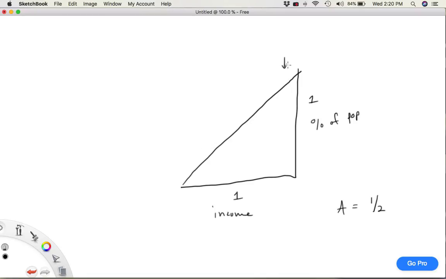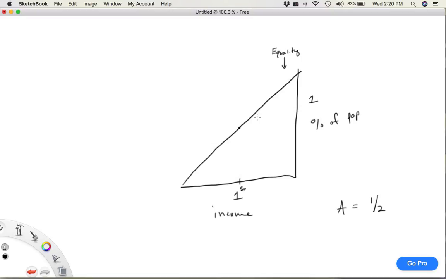This diagonal line represents the line of equality, because everywhere along the curve at 50% of the total income, that should represent 50% of the population. So it's perfectly proportional. This would be the line in a theoretical country where everyone makes the same income, right? Everyone has an equal share.